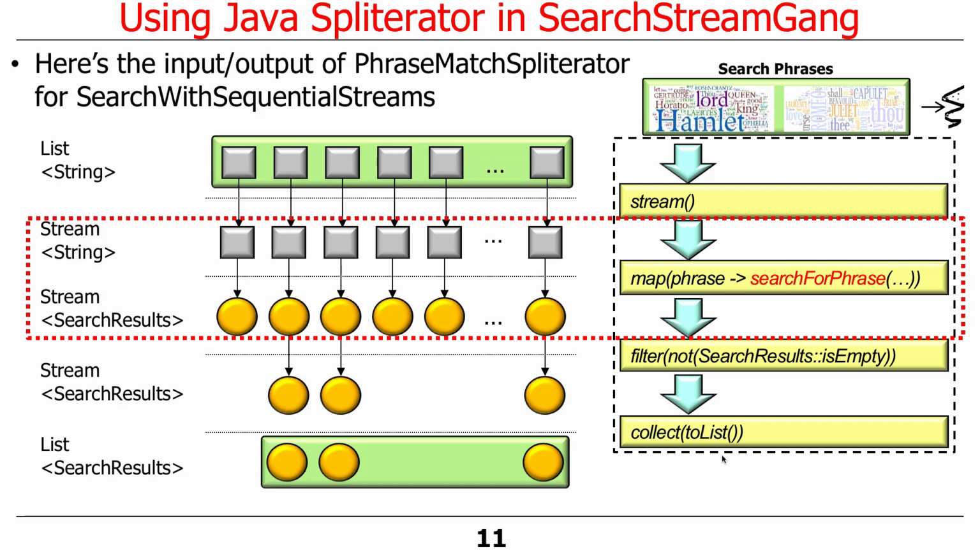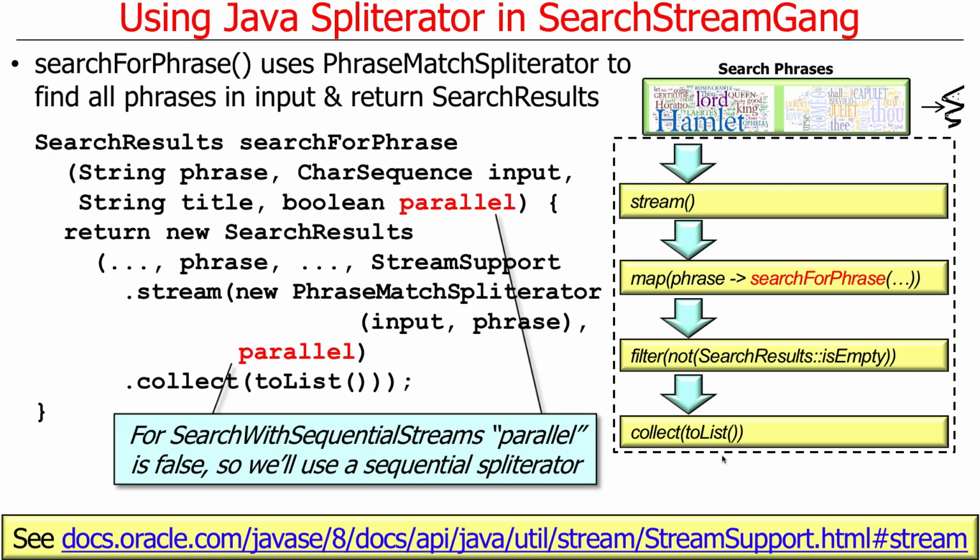Okay, so just to recall how this fits into the larger control flow of the program, we've got an input string, Hamlet, all the text for Hamlet. We've got a bunch of phrases, some of which may be in Hamlet, some of which maybe not. We turn those phrases into a stream. We call map on that stream of phrases, and we call searchForPhrase with a false for the parameter called parallel. So it'll be false, because we're not doing it in parallel, we're doing it sequentially.